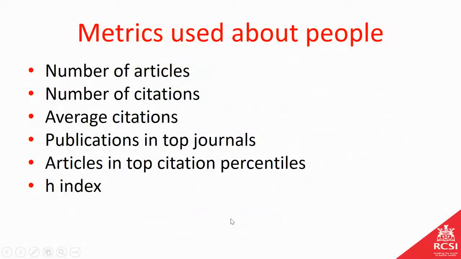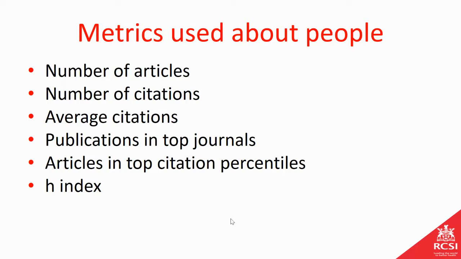There are various metrics that are used about researchers as ways of trying to assess them and look at their publishing performance. So, the basics would be how many articles have you published, how many times have they been cited, and possibly then calculating an average on that. Sometimes researchers will be asked what journals they published in, and going back to my earlier slides, the impact factor is quite often asked for, so the average for the journal.